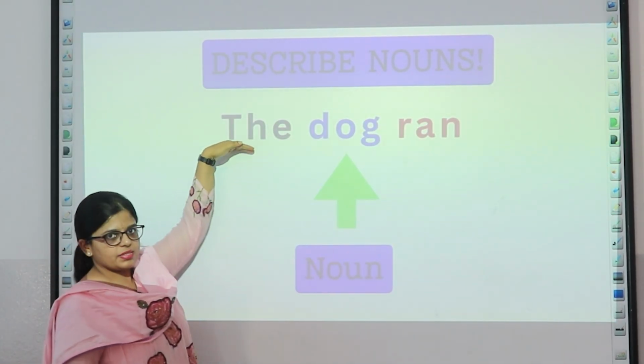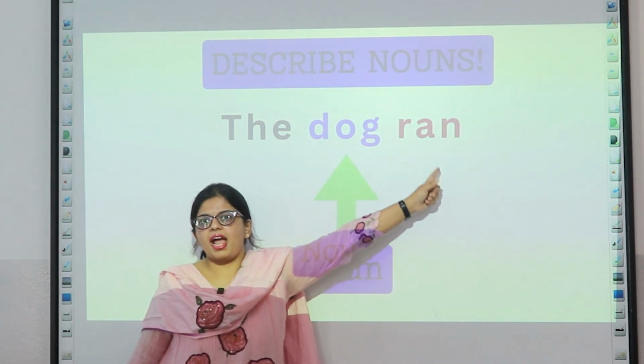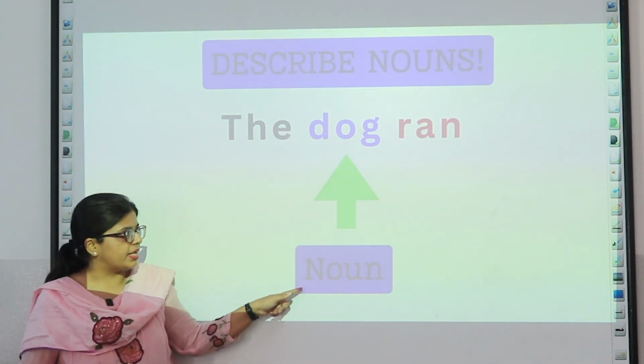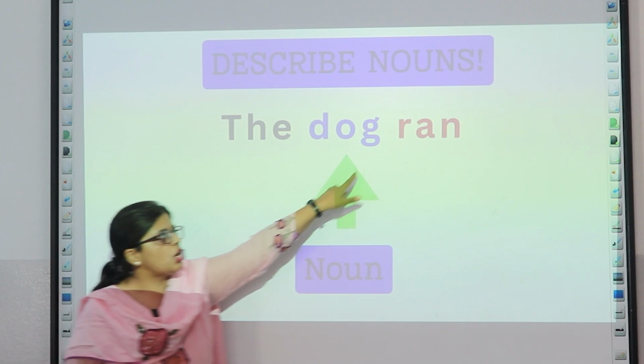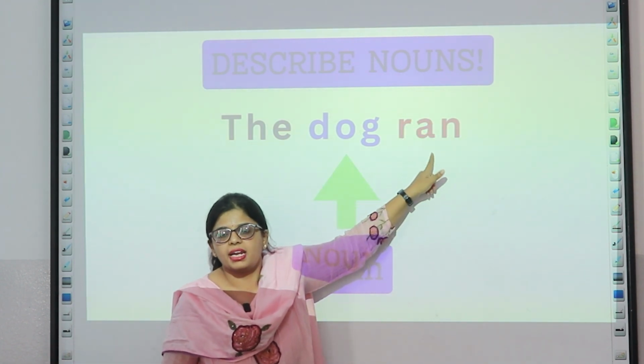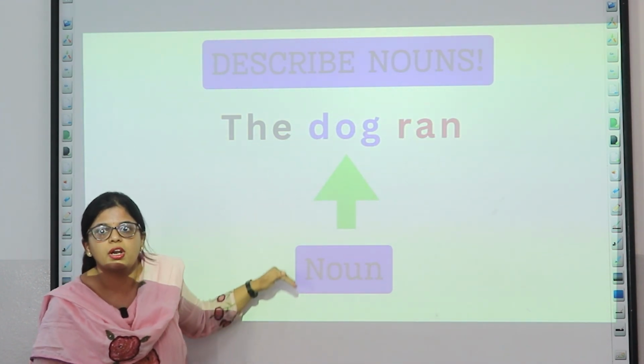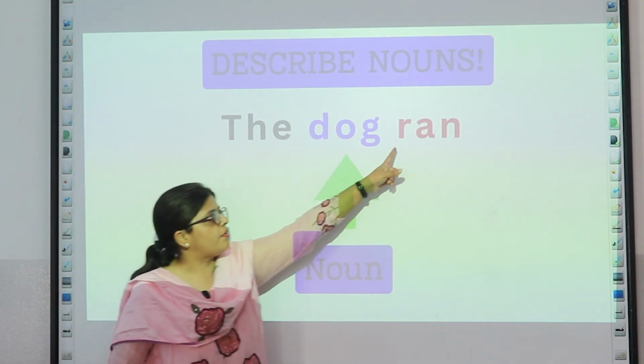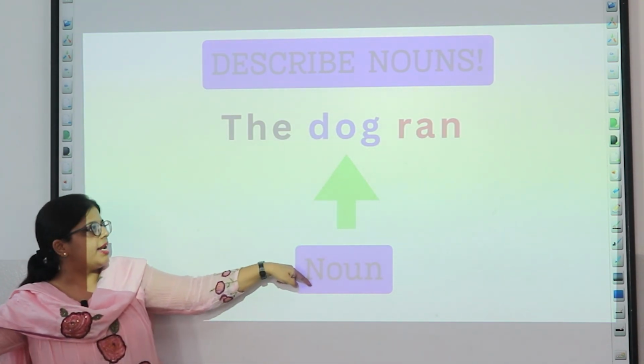Now in this sentence we have: the dog ran. Here a noun is dog. Let's not think about ran because ran is a verb. We are only focusing on nouns. The dog ran. So dog is a noun.